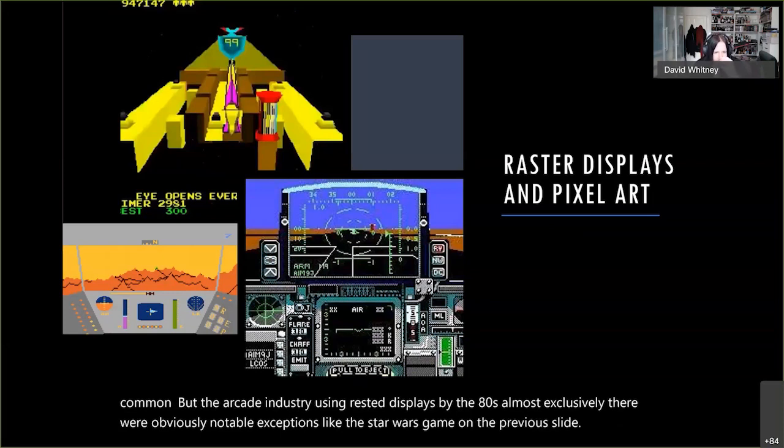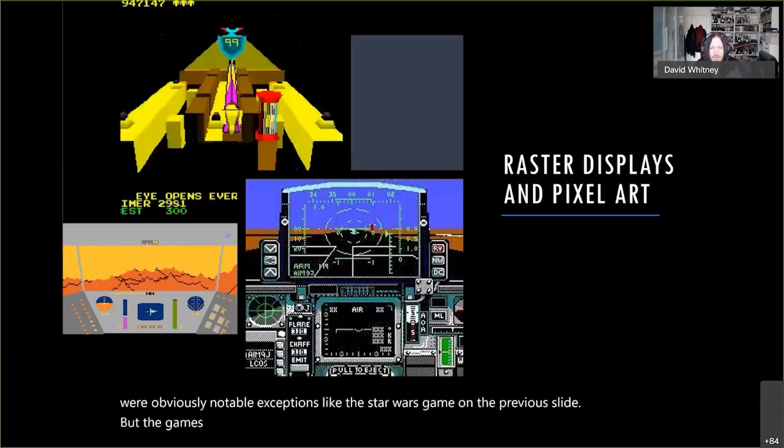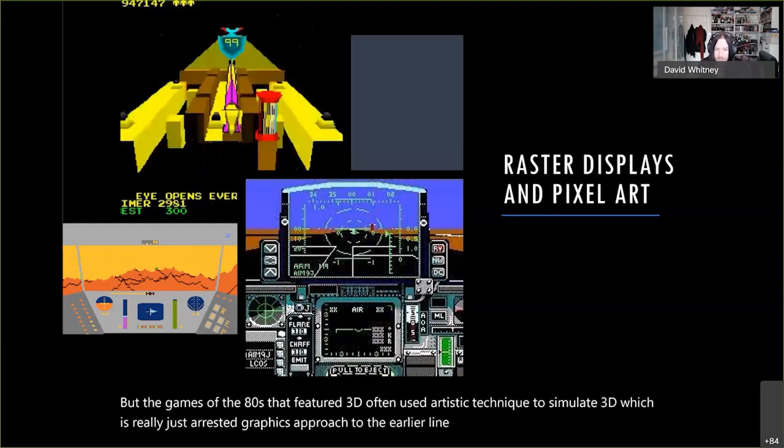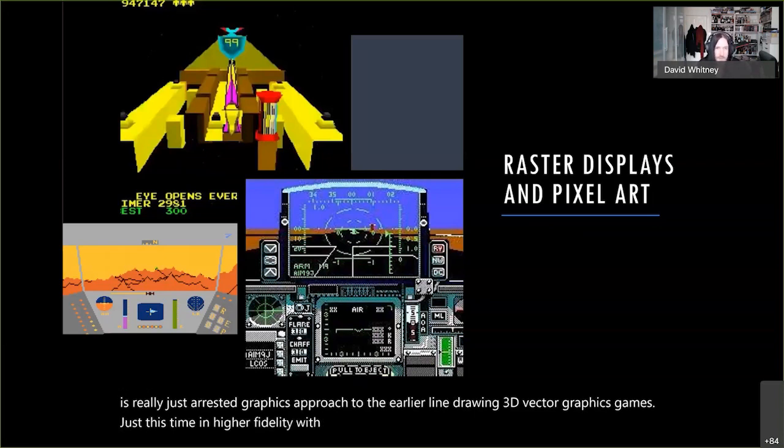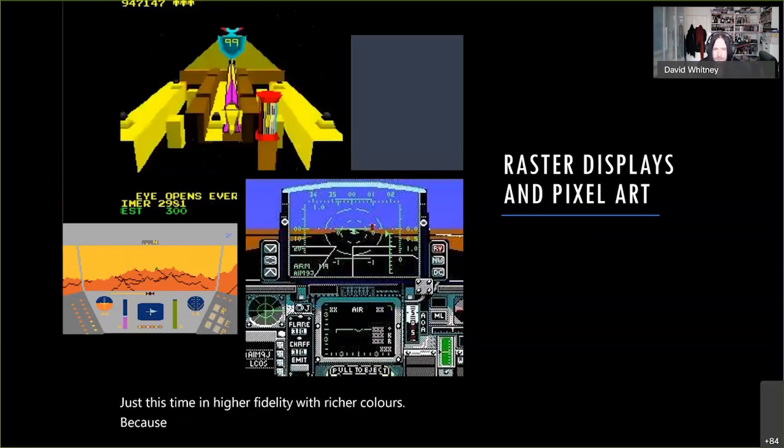But the games of the 80s that featured 3D often used artistic technique to simulate 3D, which was really just a raster graphics approach to the earlier line drawing 3D vector graphics games. Just this time in higher fidelity with richer colors, because vector displays could only support up to 3 colors with special films.